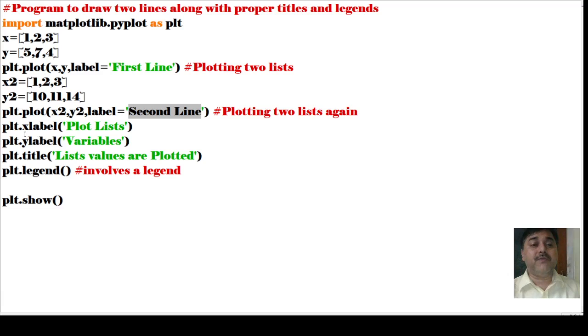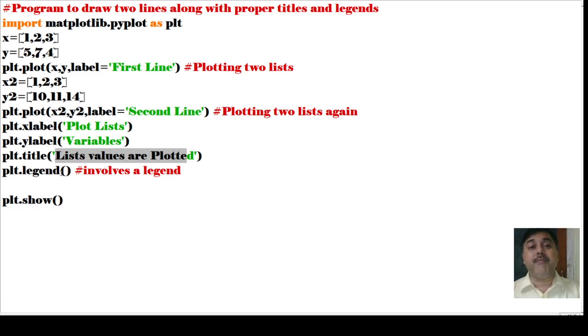So now what we can find, plt.xlabel, that means what is the label name we are giving? Plot list. plt.ylabel, what is the label name we are giving? Variables. Okay, plt.title, what is the title I am giving? List value and plotted. Now plt.legend, legend means what? You have seen there is a square box that has been drawn. So that is a legend. Then plt.show.